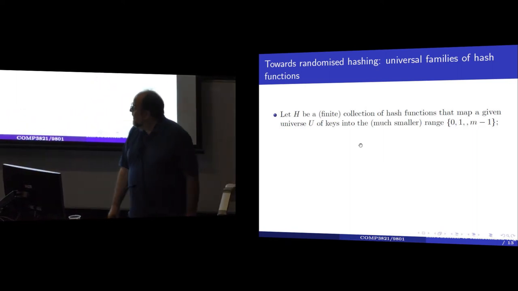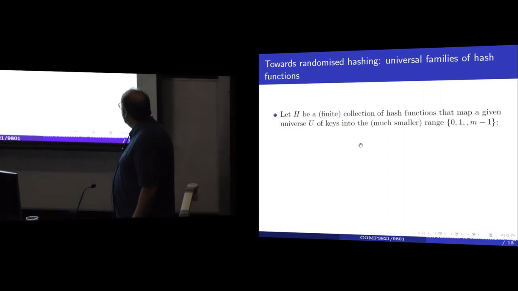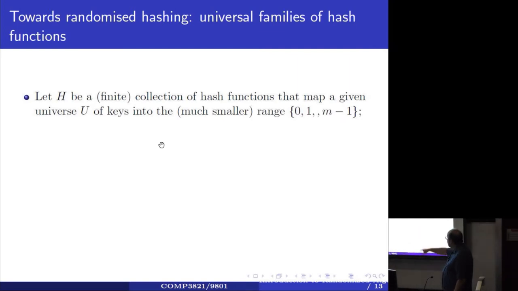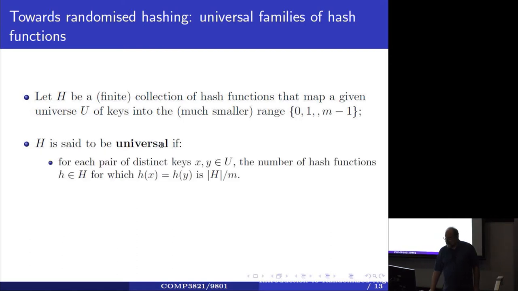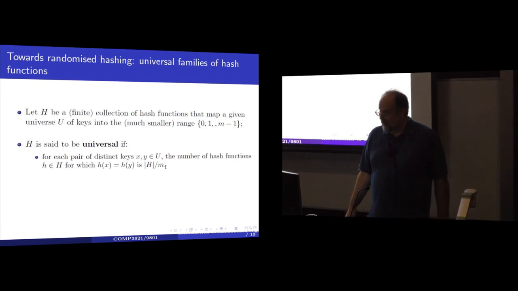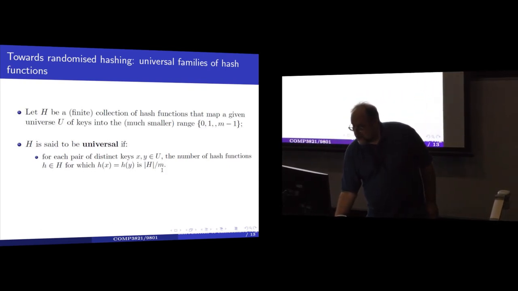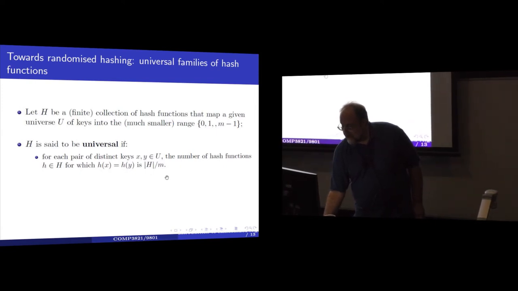So when do we say that a finite collection H of hash functions, that map a large universe of keys into a much smaller range from 0 to n minus 1, so with n many elements, is universal? We say that a family is universal if for each pair of distinct keys, the number of hash functions for which they collide is exactly the total number of hash functions divided by the size of the table.